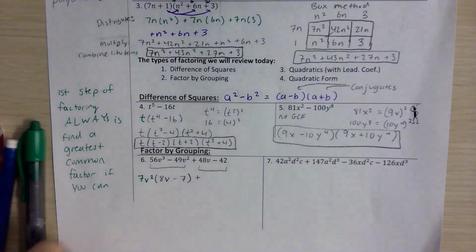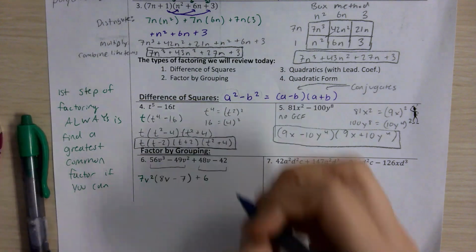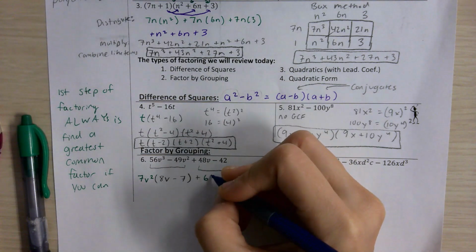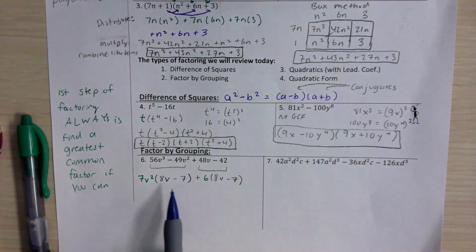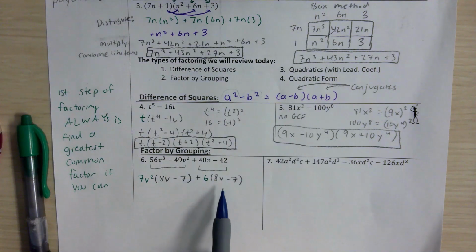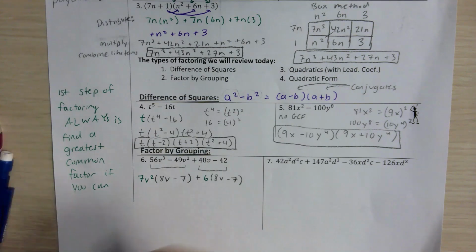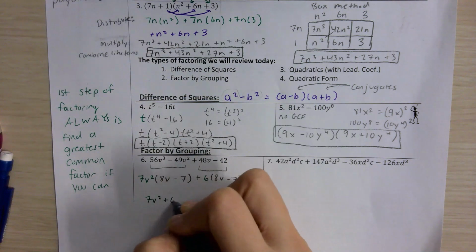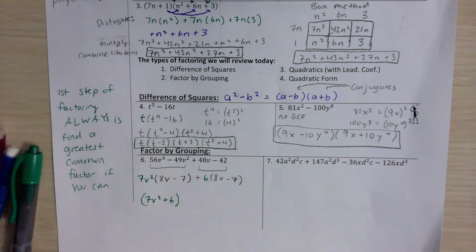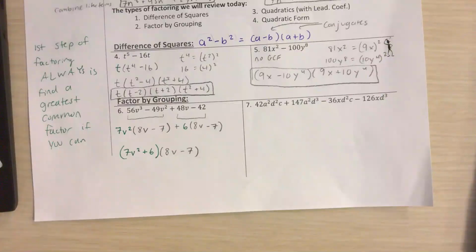And then if we look over here, both of these are divisible by 6. And then what do we have left? We have 8v minus 7. So the trick is, if these two are the same, then we know we can factor by grouping. Alright, so we have 8v minus 7. So what we're going to do is combine these terms into 7v squared plus 6. That's one factor. And then the other factor is 8v minus 7.